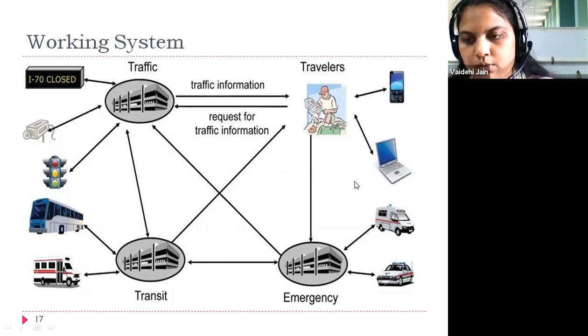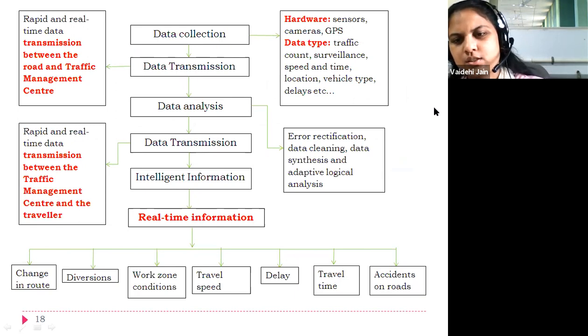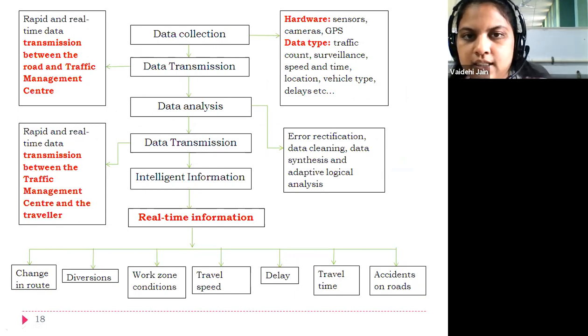So by using mobile devices you can get the information. This is a very simple system of intelligent transport. For that, this is the chart, or the flow of a working system.